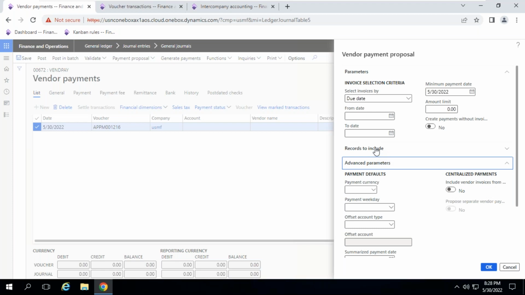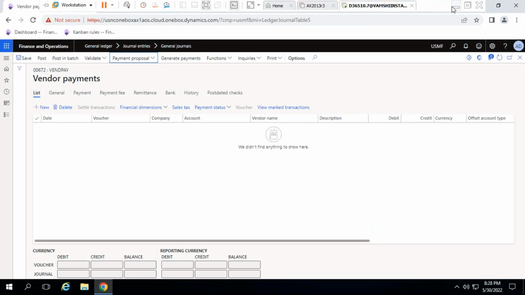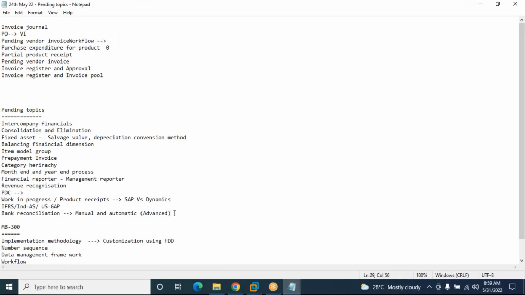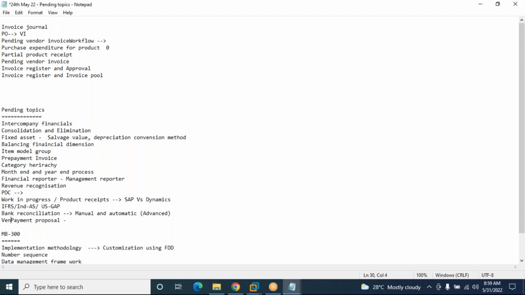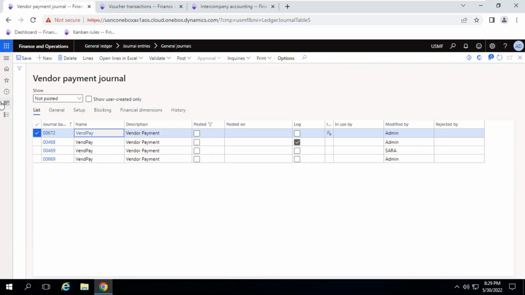Sir, payment proposal you still didn't show. No, I have discussed it. Otherwise, I will show you now itself. Give me a minute, let me finish this one. If you did not see it, then I will write it down as a pending point. I don't want to make you hurry. Payment proposal, vendor payment proposal, will take 2 minutes. No problem, we don't want to deviate. This one we'll discuss later.